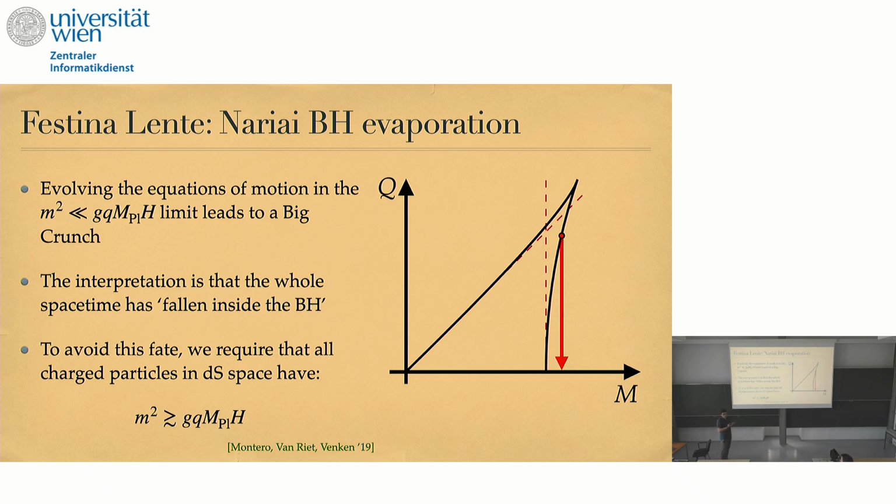Right. So yes, the particle-antiparticle annihilation I think should be important in getting this. In any case, to avoid this, one must require that you're not in the limit, and so you're somehow in the opposite limit. The charge carriers have a mass that's bounded below by g times m Planck h. And so this here is the Festina Lente bound that I showed on slide 2 or 3.